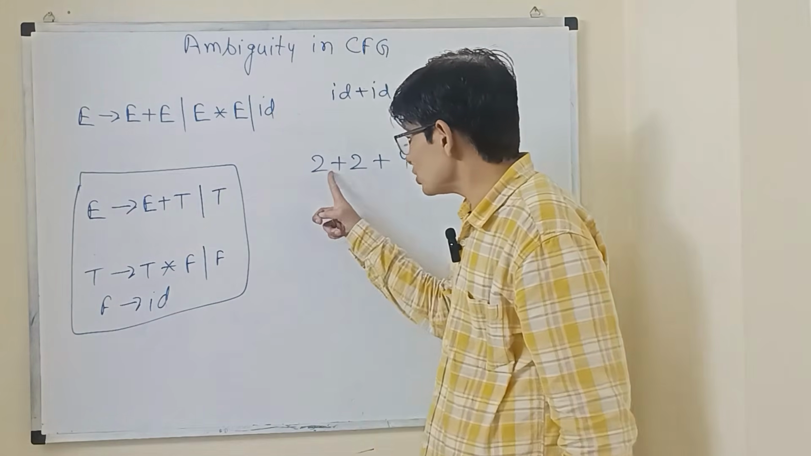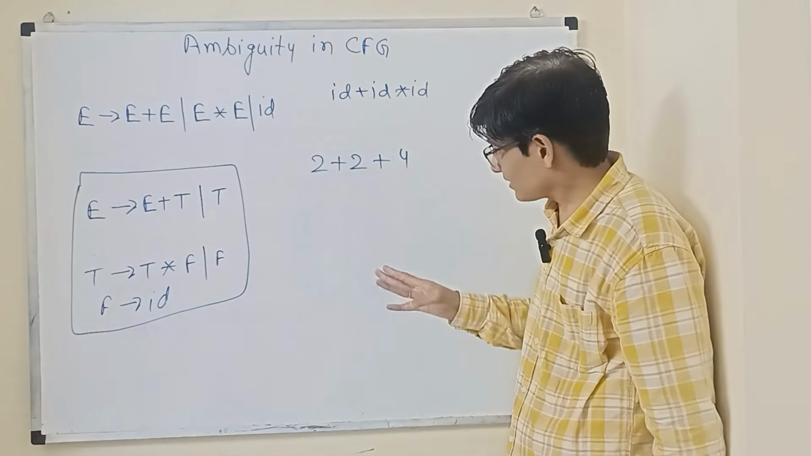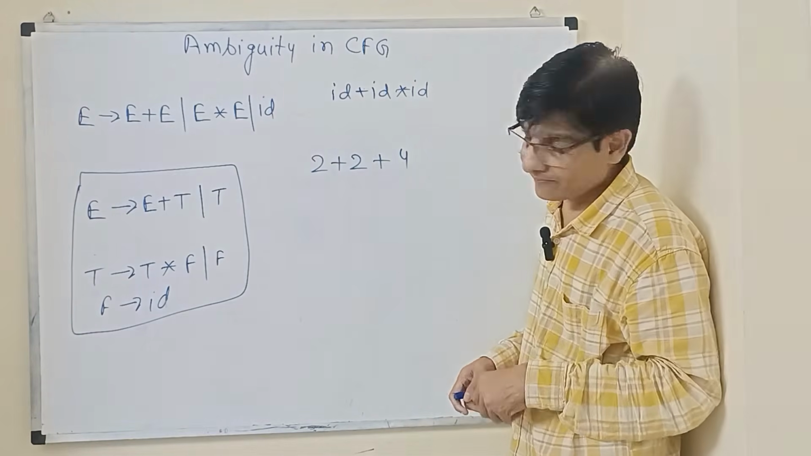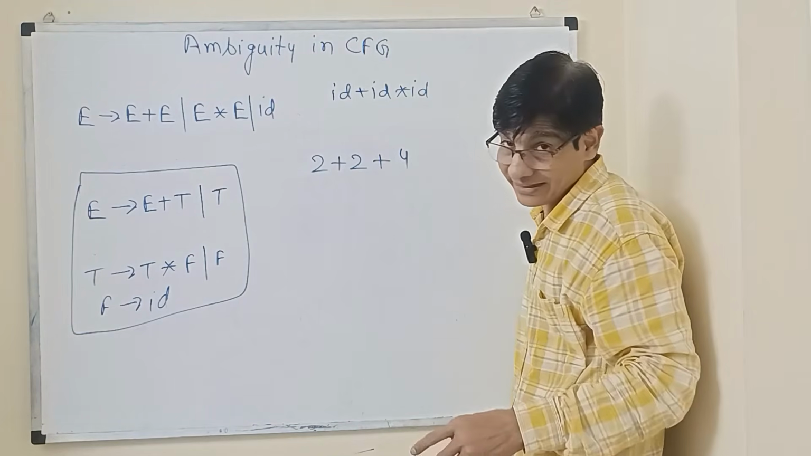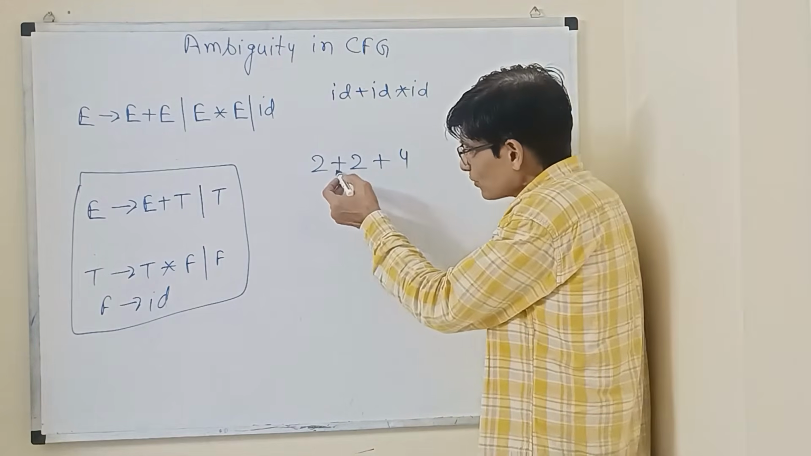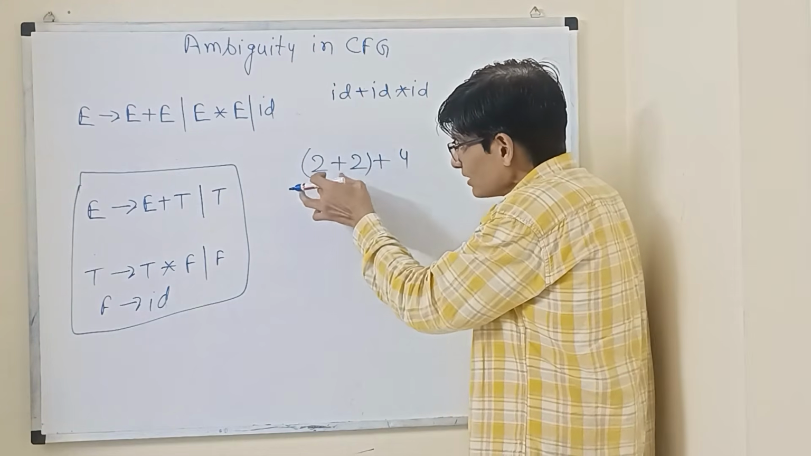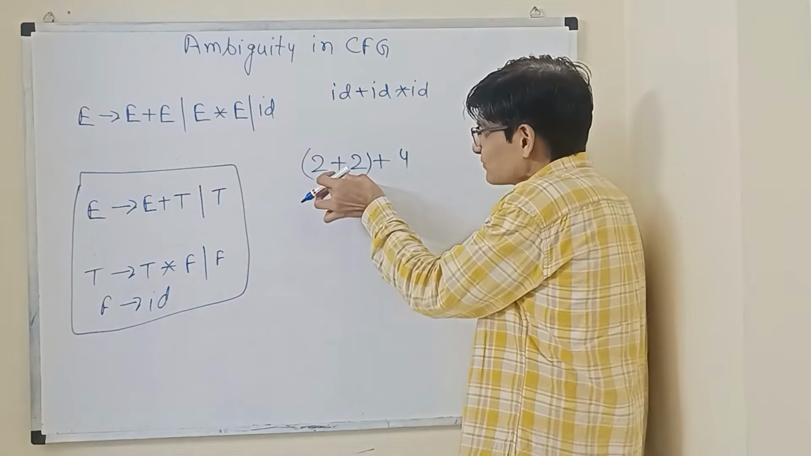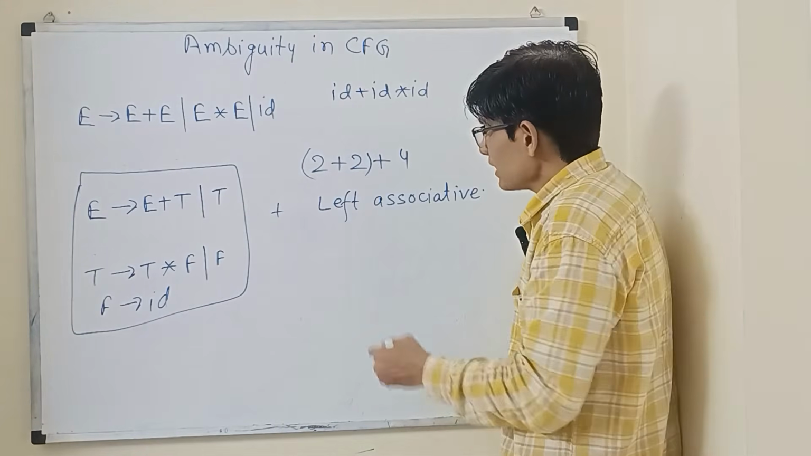Now, if two different operators are there, then it is very easy to identify the priority. But if the same operator is there, then how to decide the priority? In case of plus, we solve the left side plus first. That means this plus operator is left associative, right?